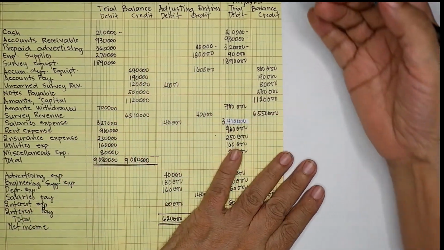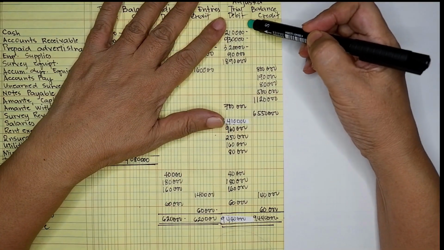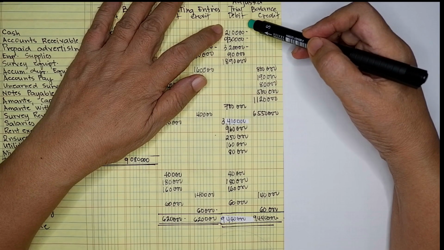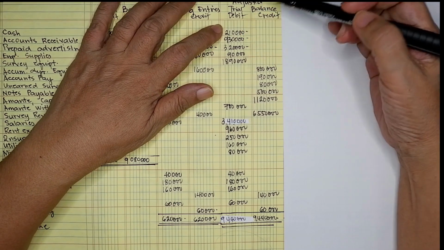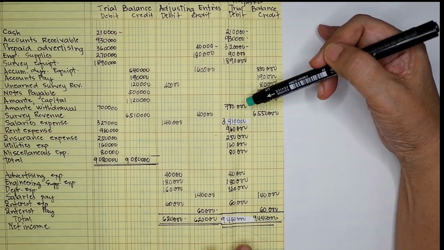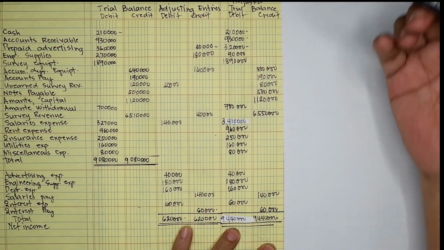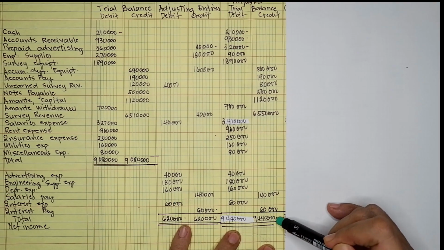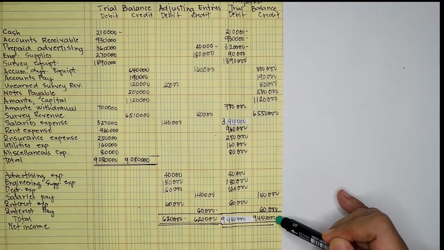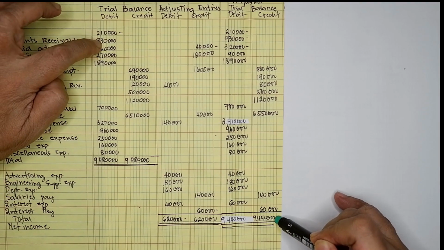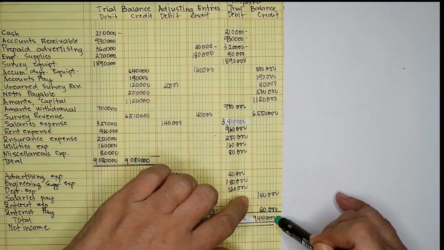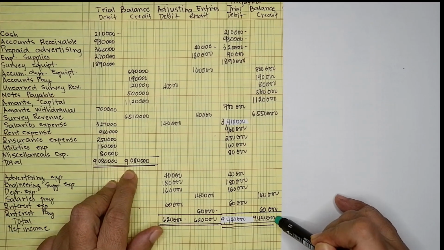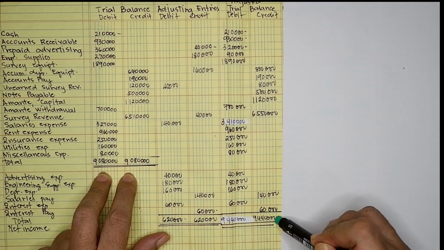Okay, so after footing, again, footing is the process of adding a column. So after footing, for our adjusted trial balance, our total debits is 9,440,000 and our total credits is also 9,440,000. Take note that for the trial balance, adjusting entries, and adjusted trial balance, our total debit should equal total credit. So it should always be balanced.